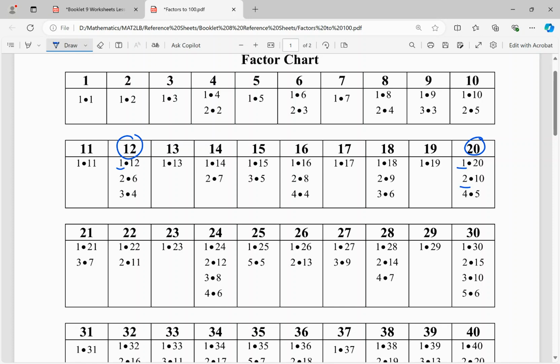They both have a 2. They both have a 4. And that's about all they share in common. Remember, we want the greatest, the largest common factor. So we're just going to take the 4. The GCF is equal to 4.